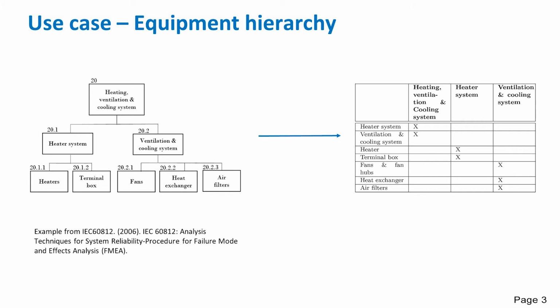Another example is the way in which we capture equipment hierarchy. On the left is a figure of an HVAC subsystem from the IEC standard for failure modes and effects analysis. On the right is how, as engineers, we capture the relationships between levels in the asset hierarchy. Note, nowhere are the relationships "is part of" or "has part", the sorts of relationships commonly captured explicitly in knowledge graphs and ontologies, actually made explicit here in the table.